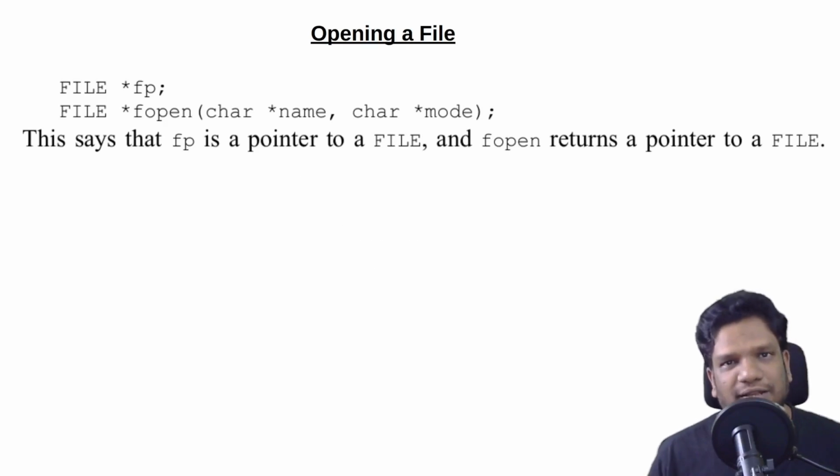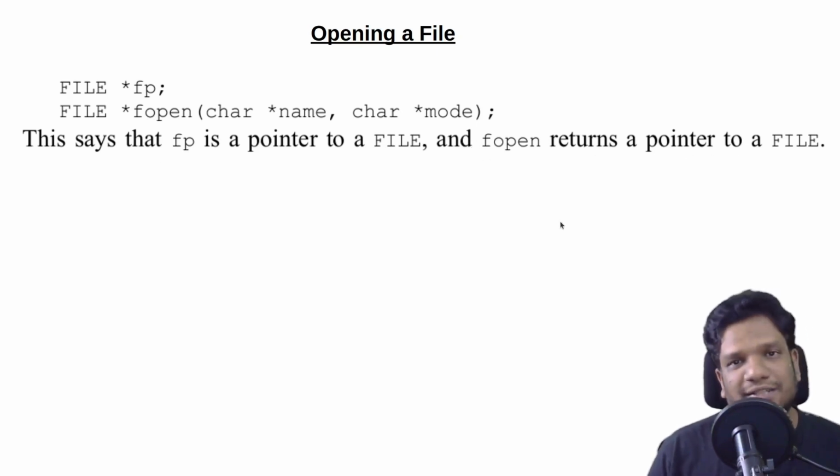Let's look at the syntax for opening a file. Basically, you have this type called FILE, like the data types that we normally have, int and char. Likewise, we have this FILE type. This is a pointer that points to the file that you want to open. It clearly says that fp is a pointer to a file and fopen returns a pointer to a file.